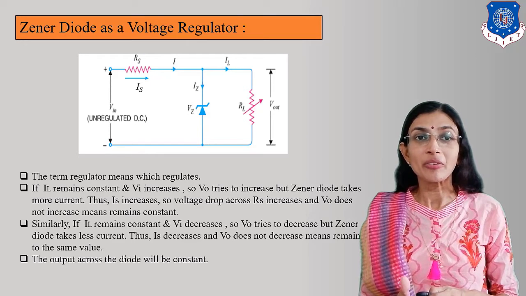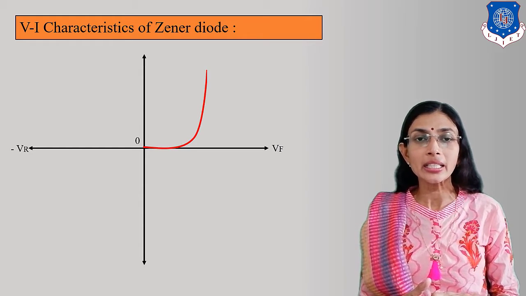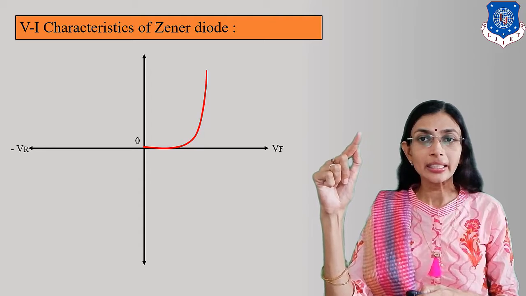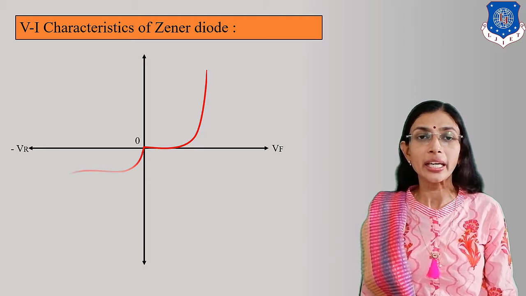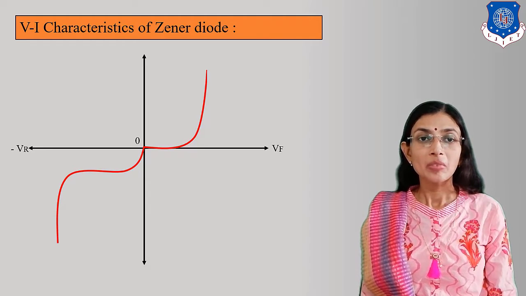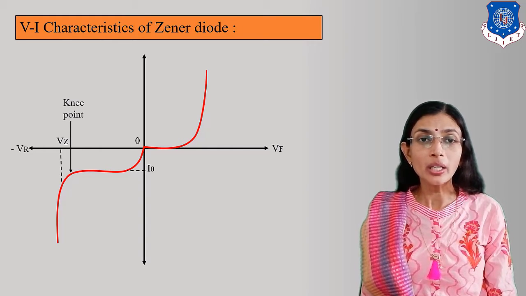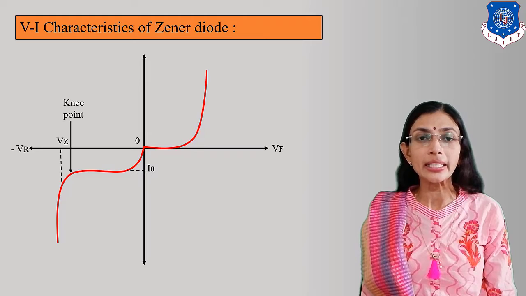So let's study the VI characteristic of the Zener diode. The first quadrant will show the forward region. So it will look like a PN junction characteristic. As the input forward voltage increases, the current increases. But in the third quadrant, you can see the reverse characteristic for the Zener diode. At some particular point, the knee point, the breakdown occurs and that is known as VZ voltage. Initially very small current flows, that is known as I0, that means reverse saturation current or leakage current.